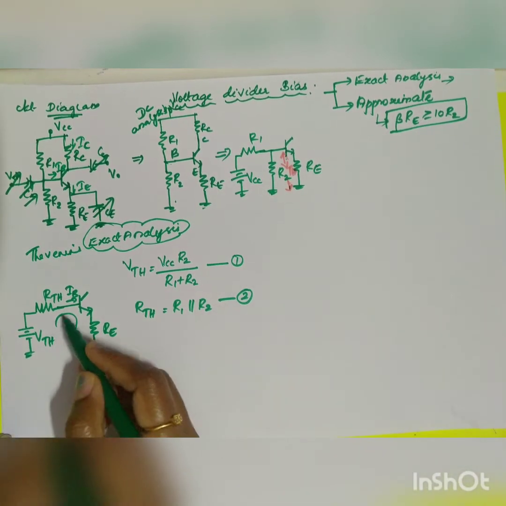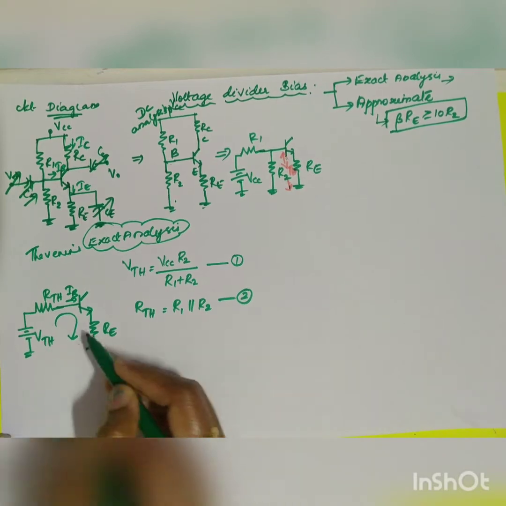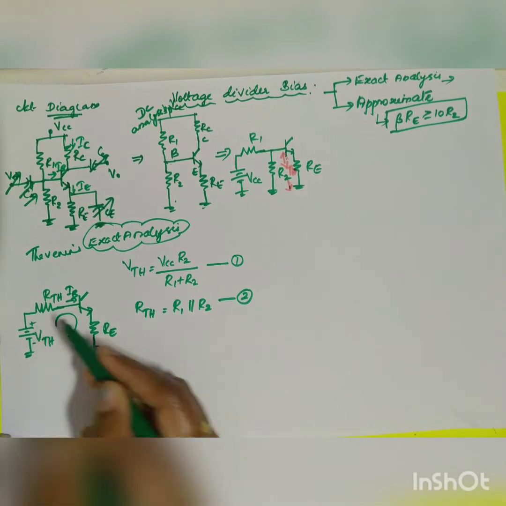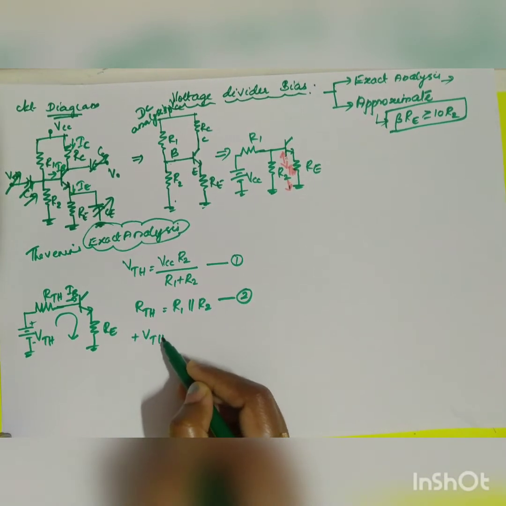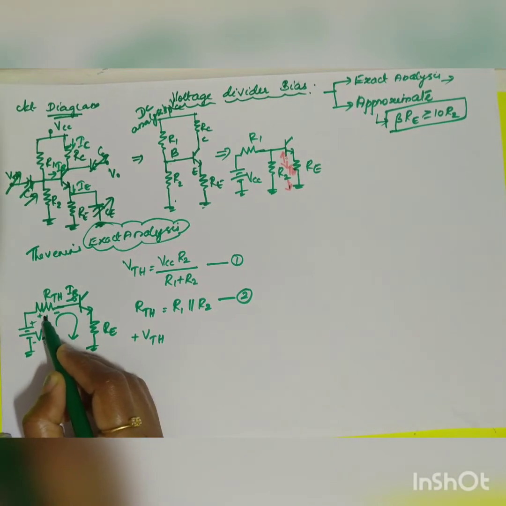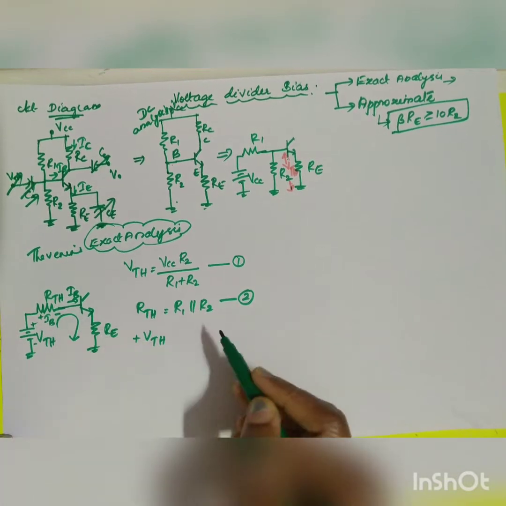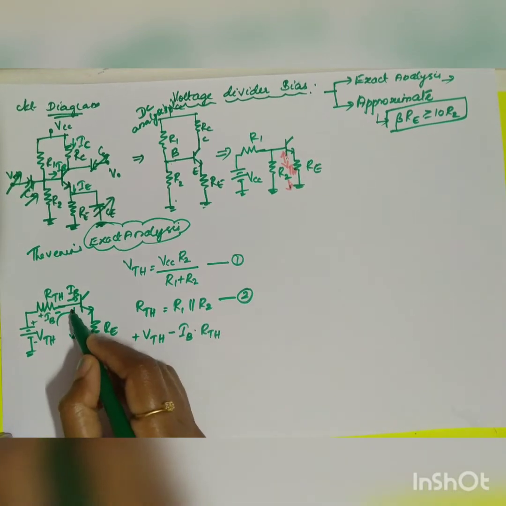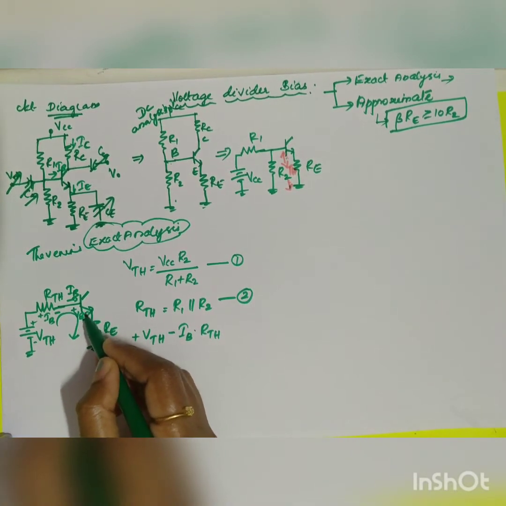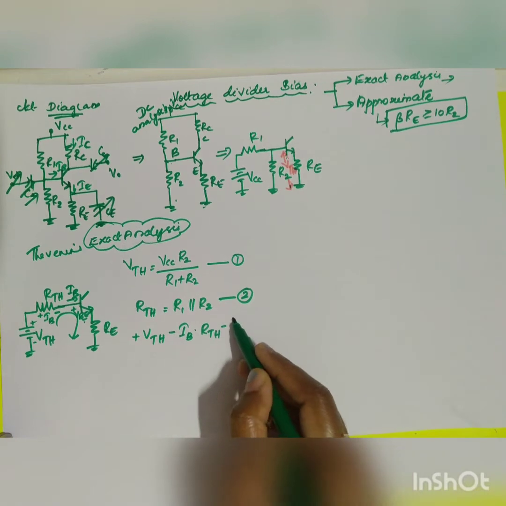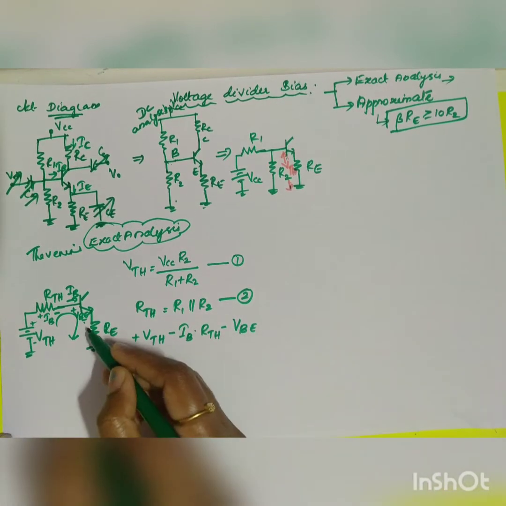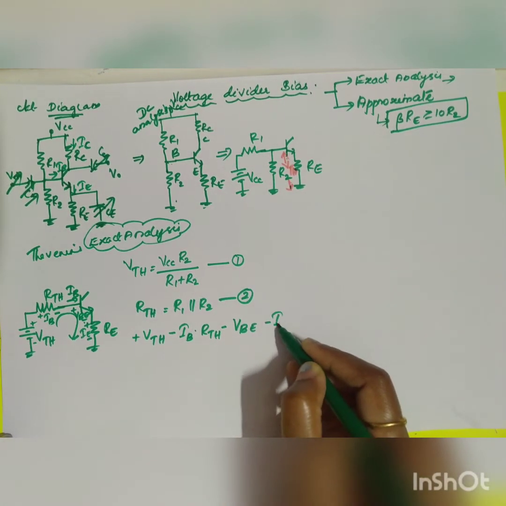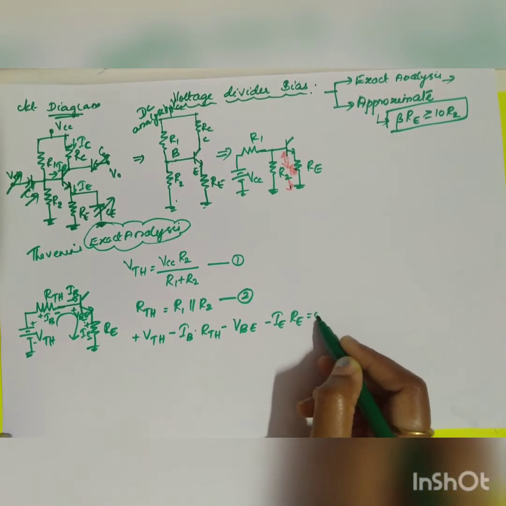second equation. Now if I apply KVL across your input loop, what will you get? VTH, here it is minus to plus, so plus VTH. Here it is plus to minus, the current is IB, so take the second polarity, minus IB into RTH. What is your junction voltage? VBE. Here also it is plus to minus, take the second polarity, minus VBE. Here also it is plus to minus, the current is IE, so minus IE RE, which is equal to 0.